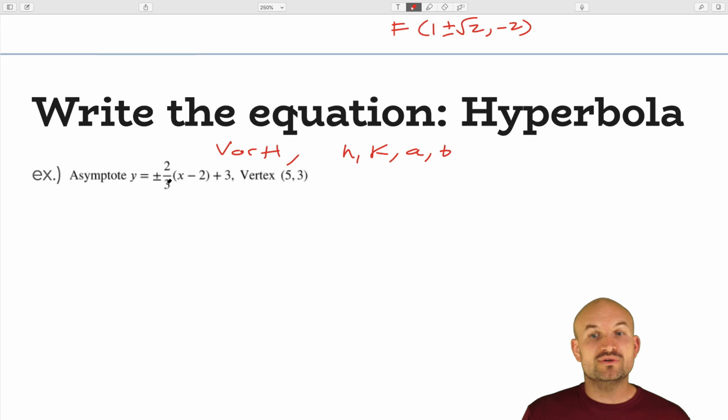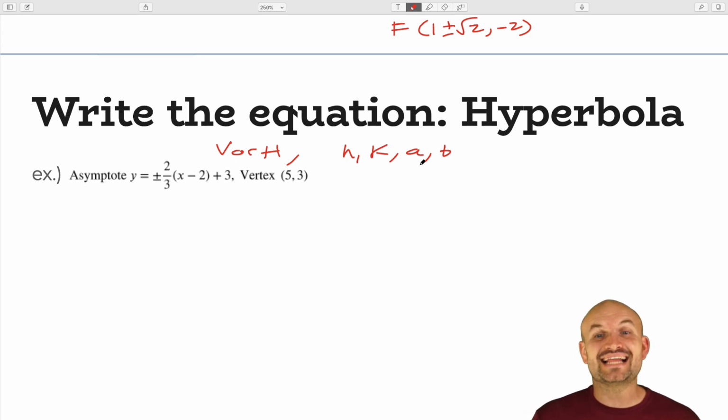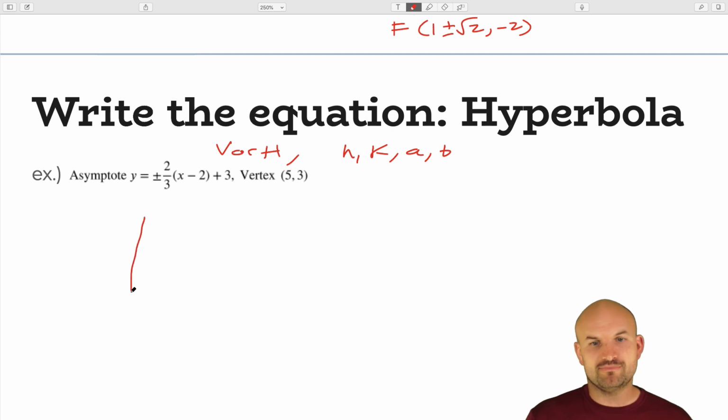All right, so typically the first thing you want to do is plot the information. So in this case, I have a point. Great. So I'm going to go ahead and plot the point.